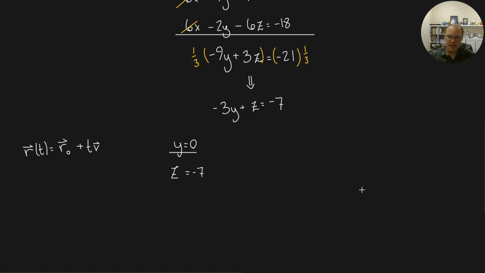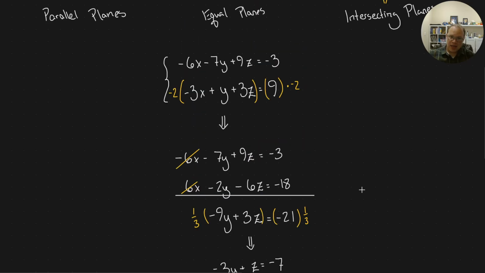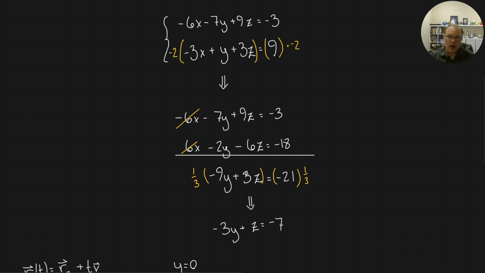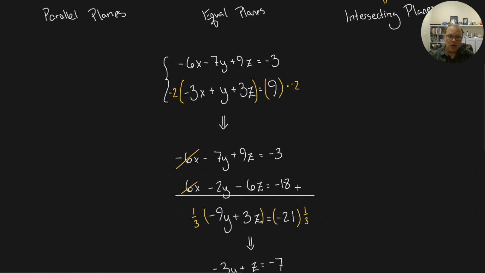So I've got a y and a z. Now I need to find the x, so I need to plug into one of my original equations. Doesn't matter which one, and since it doesn't matter, try to pick the easiest one. In this case, the second equation looks a little easier to me, so I'll plug into negative 3x plus y plus 3z equals 9. So let me just write that equation down. Negative 3x plus y plus 3z equals 9. Make sure I got it right. Yes, okay.